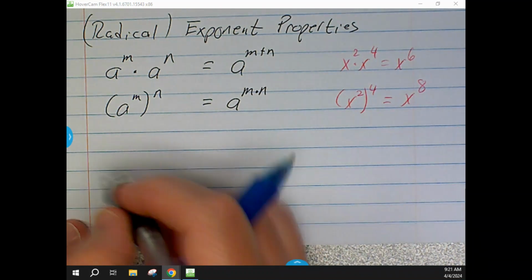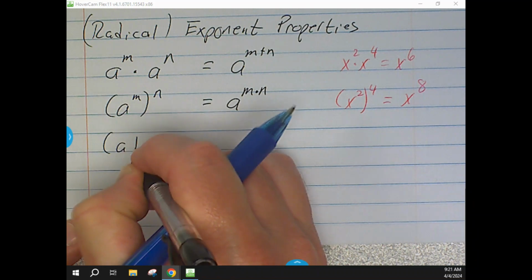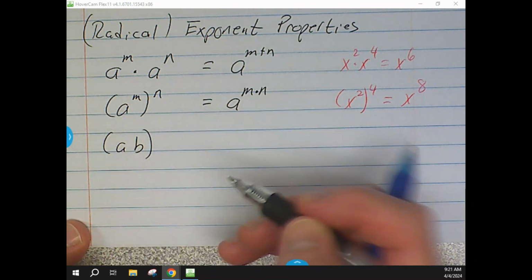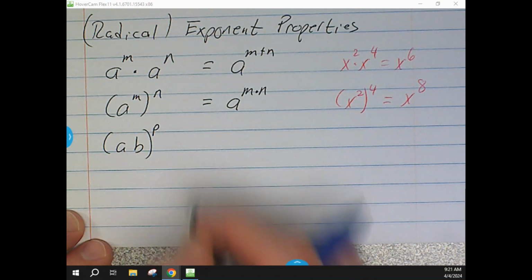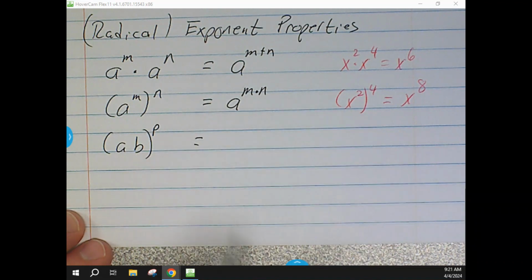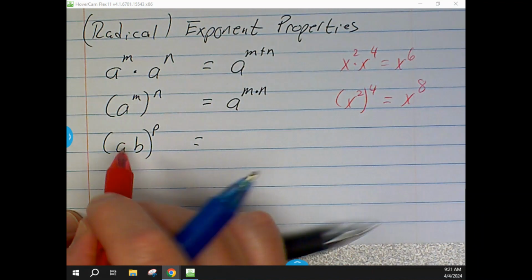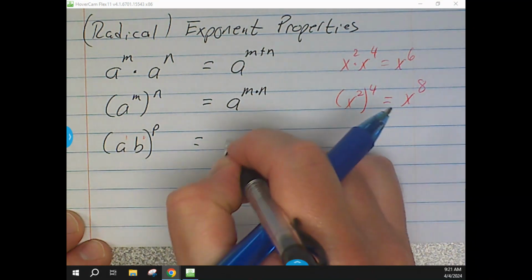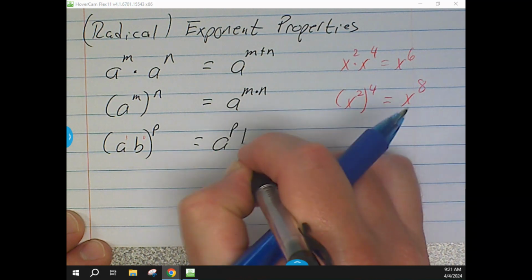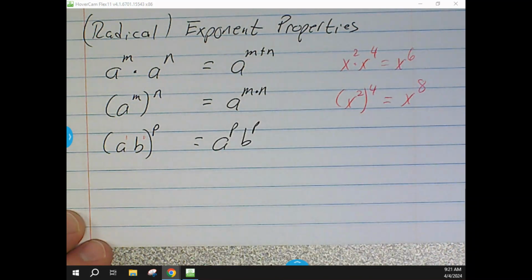All right. Now, same thing goes on this one. If you had two different things multiplied together to some power, it's almost like the distributive property because technically you would have a to the first power and b to the first power. So when you get finished with this one, you're going to have a to the power and then also b to the power.